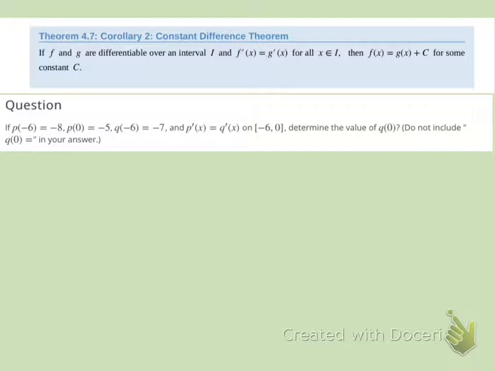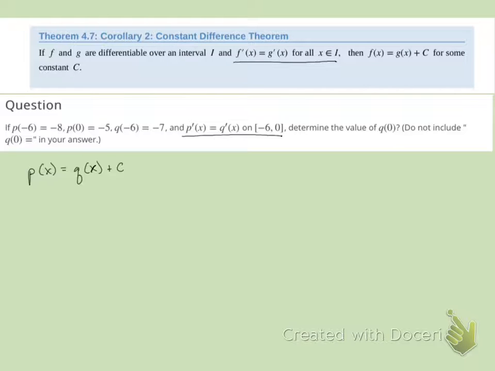So I want you to see that we have that p prime of x equals q prime of x on the interval from negative 6 to 0, which is what this is saying here, which means that p of x equals q of x plus c for some constant c, according to that second corollary.